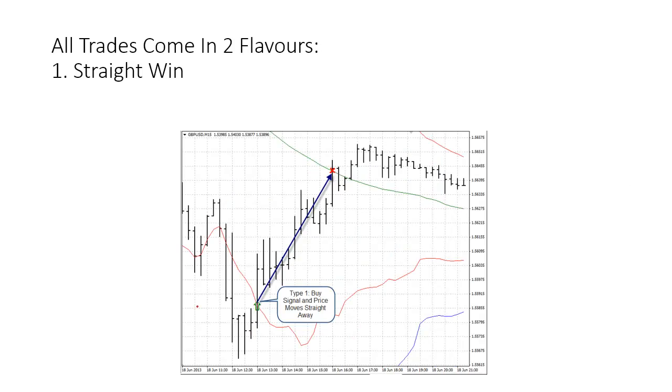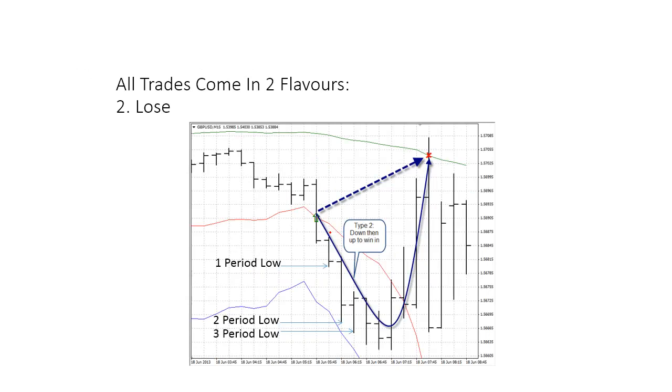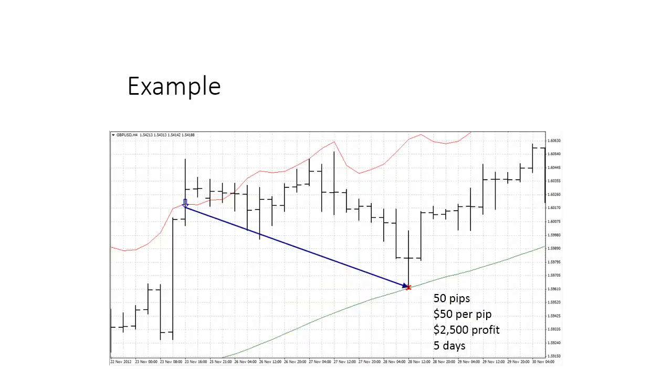Because trades come in 2 flavors, obviously we want them all to be just in one direction. Sadly, life isn't that simple, and like most of our trades, we often enter and sometimes we just lose, because although it does come back, it dropped too far and we didn't want to risk it. Here's another example. 50 pips, $50 a pip, $2,500 in 5 days on this occasion. It was a 4-hour chart. Each one of these bars is 4 hours. And it's sterling dollar. And it drops back to the mean reversion.